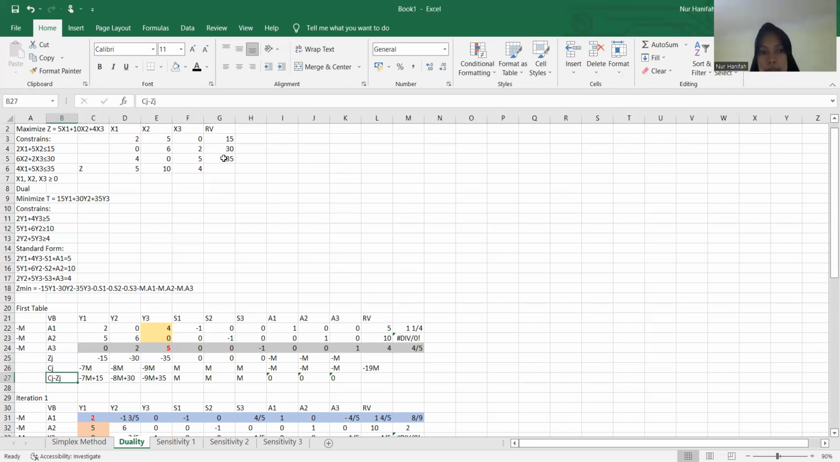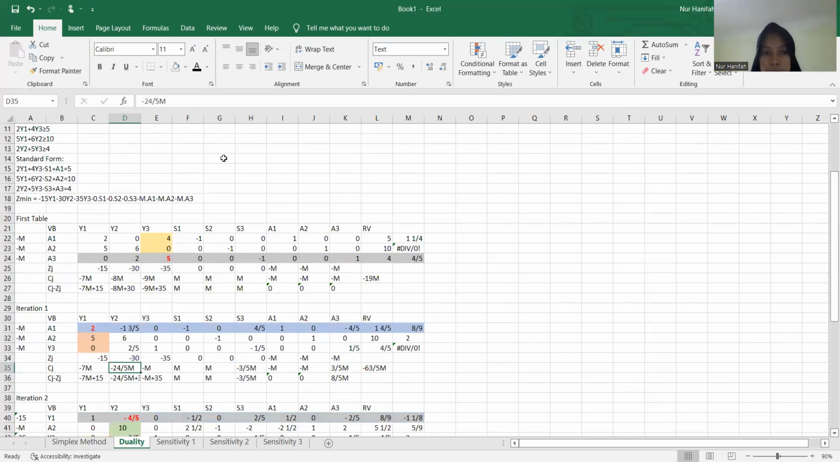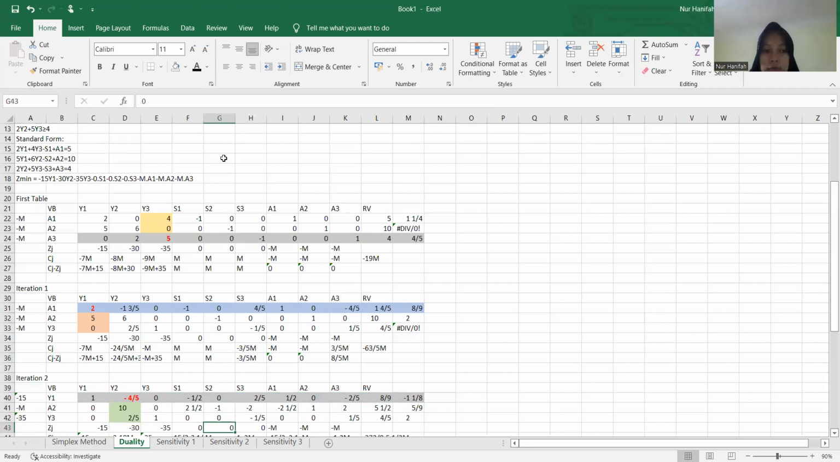And then we do the iteration. We still have a negative value, so we must do the next iteration, iteration 1. After the iteration, we get the column key here and the row key. And then we still have the negative value. We do the next step, namely iteration 2.